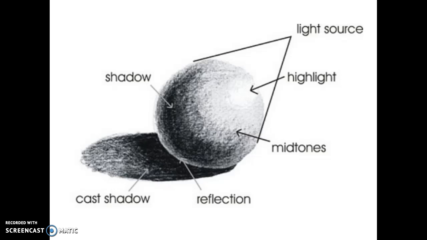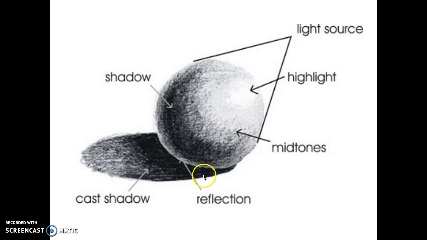So if we look at an object like this sphere on the screen that's been shaded in using graphite, we can see the highlight area where the light is coming from, and that gives us a clue as to where the light source is. You can see in this instance the light source is in the upper right-hand corner of the screen to give us that white highlight area at the top of that sphere.